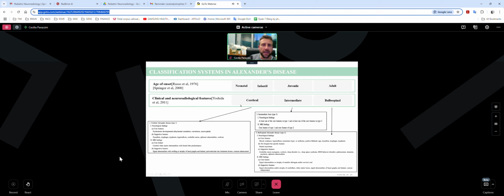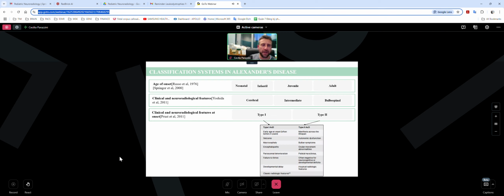predominated by signs and symptoms of supratentorial involvement, and which has onset usually in the pediatric age, and then a bulbospinal form in which signs of subtentorial involvement predominate. And then there are patients who present with an intermediate form, which has mixed signs of the two other forms.